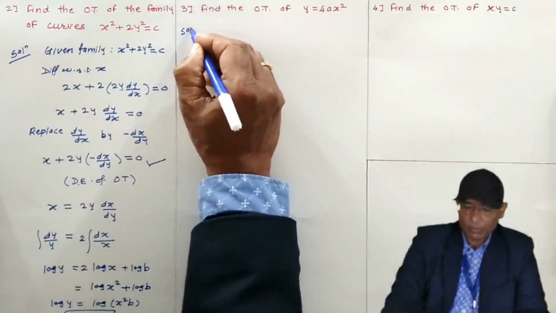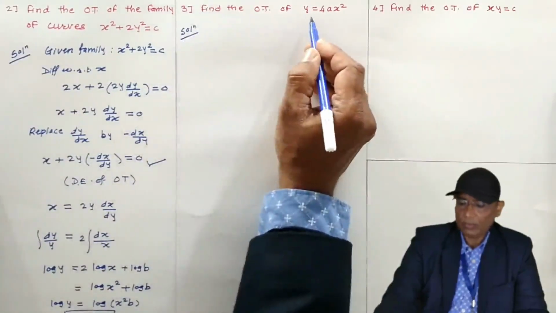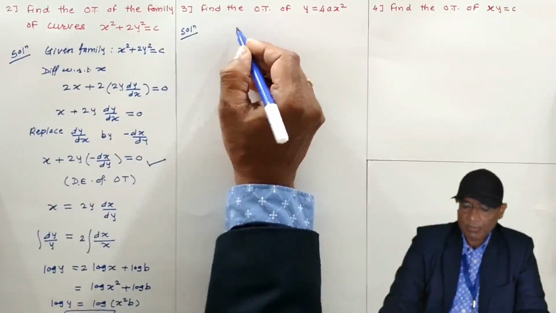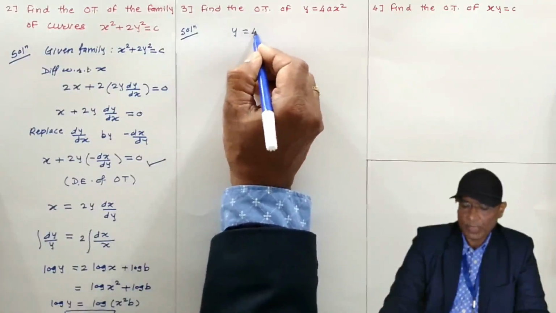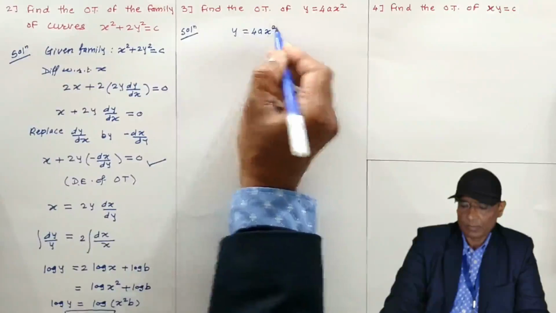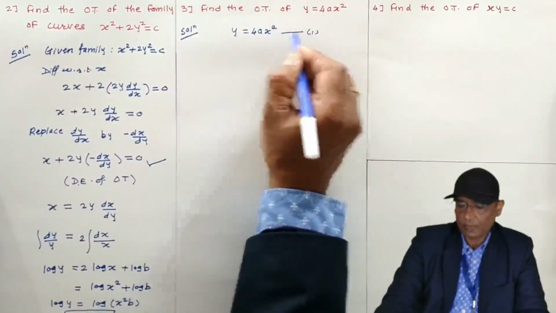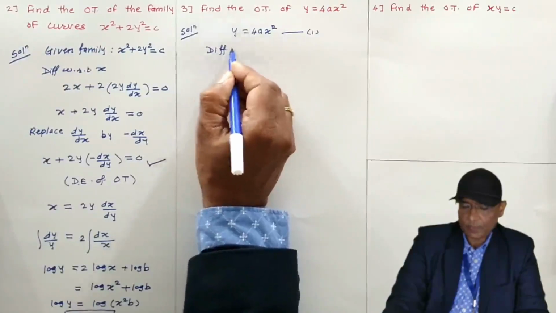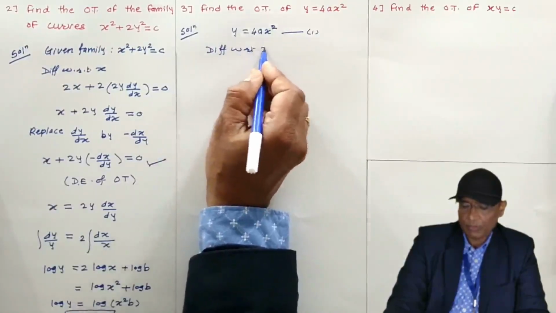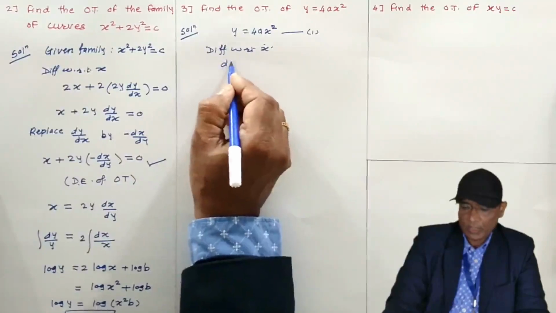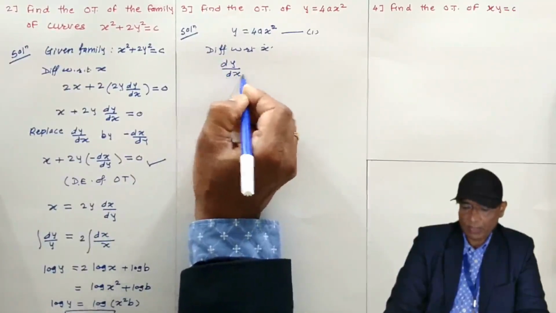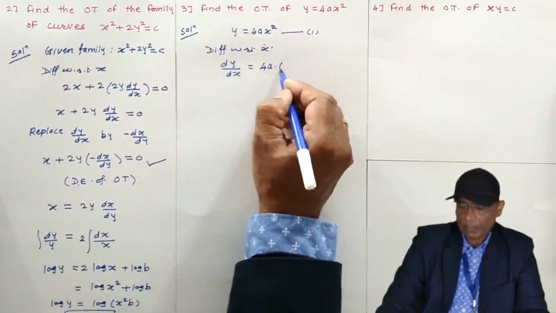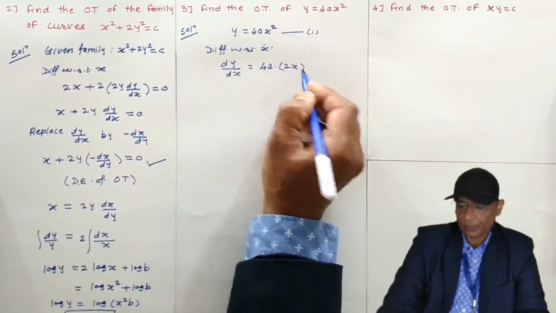So if you try solving, finding the orthogonal trajectory of this, then you will get this as the answer. Now, third problem: find the orthogonal trajectory of y equal to 4ax square. This is the given family of curves, y is equal to 4ax square. This is our equation 1. Differentiate this given family with respect to x. dy by dx, derivative of y. 4a is a multiplicative constant. Derivative of x square is 2x.